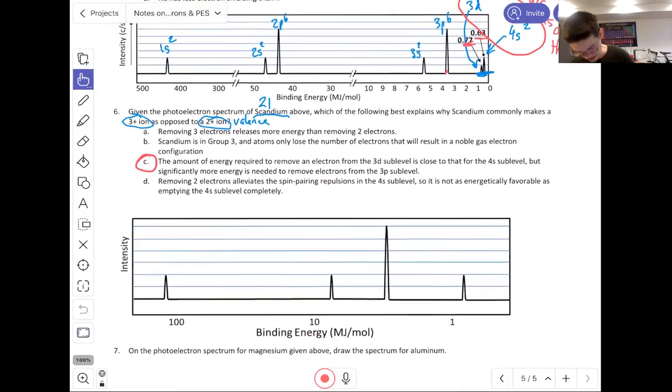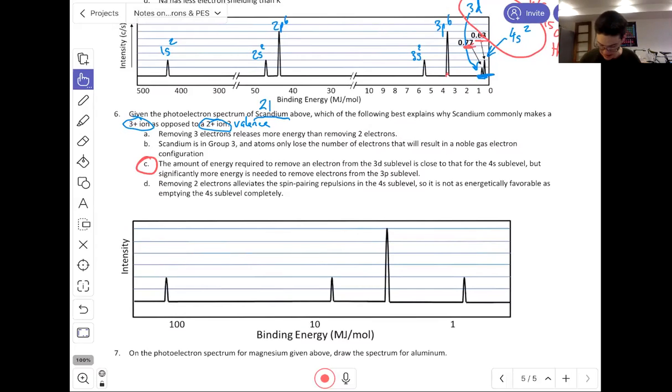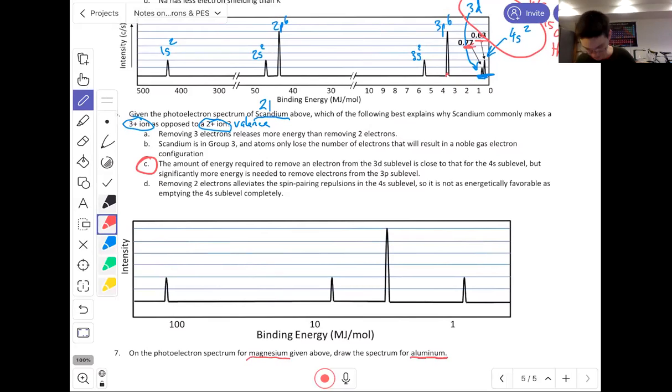And then the very, very last question tells you this is magnesium. And it wants you to imagine what aluminum would be. So magnesium has how many things? 12. And aluminum? One more. So if it's got one more, that means every peak is shifted to the left to begin with.